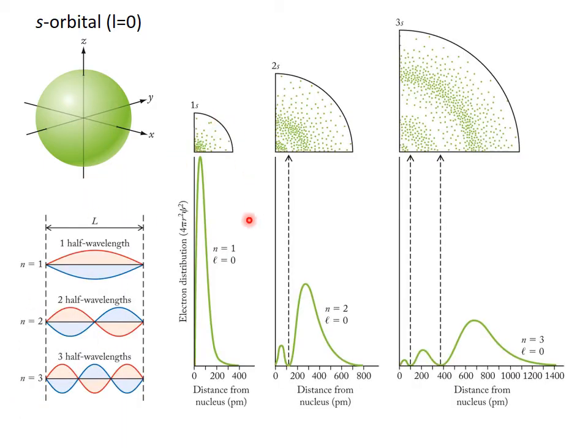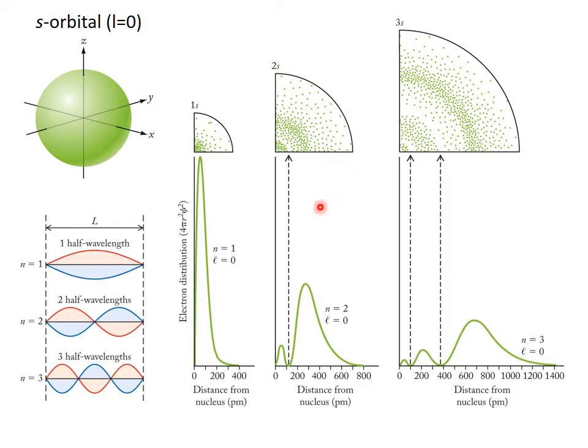If we have n value of 1 and an L value of 0, that's a 1s orbital. Its electron distribution spikes fairly close to the nucleus and then tapers off very quickly. If, however, we go up to n equals 2, so the second orbital shell, you can still have an n equals 2, L equals 0 suborbital, so a 2s suborbital or subshell.